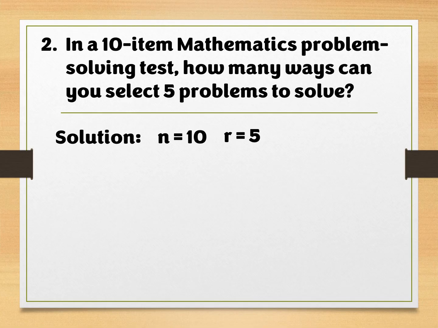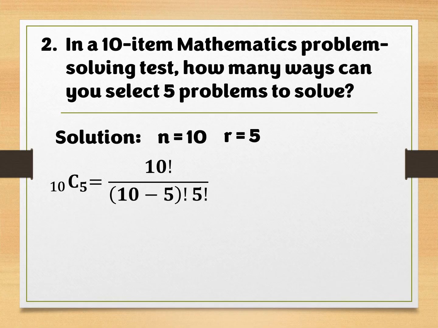And then we're going to substitute the value of n and r in the formula. So we have the combination of 10 objects taken 5 at a time is equal to 10 factorial all over the quantity of 10 minus 5 factorial times 5 factorial. And then simplify the denominator. So 10 minus 5 is equal to 5 factorial.